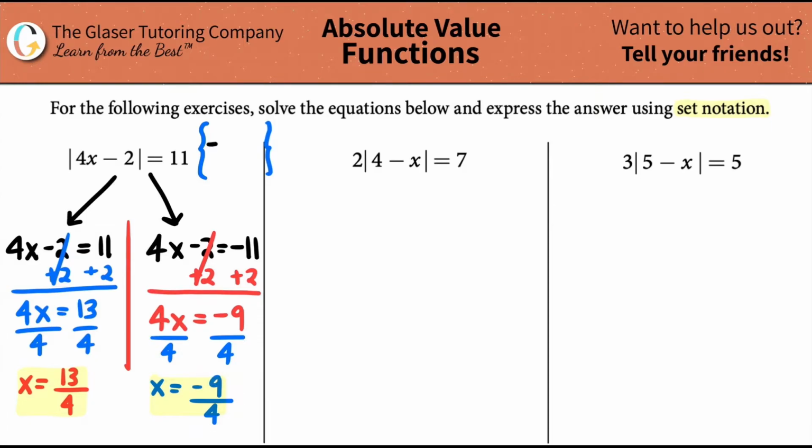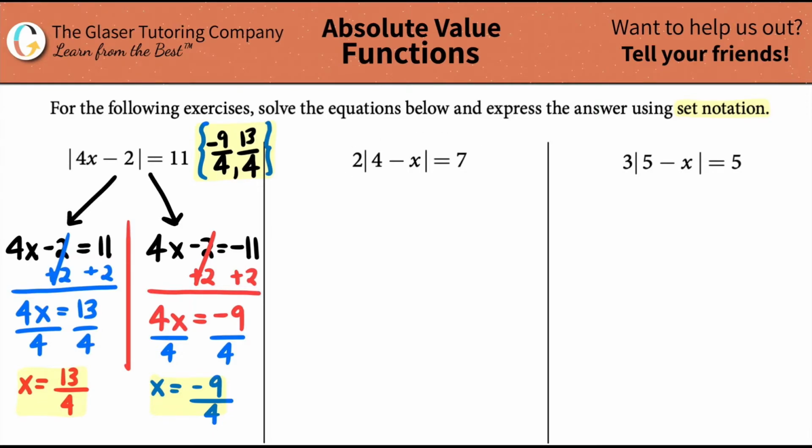So I would say negative 9 over 4. And now I just want to say that I have this answer as well. So, comma, 13 over 4. And that was an ugly 4. And that's it. There you go. That's set notation. Squiggly lines, and then go in increasing numbers. So that's the answer for the first one, guys. Let's do the second one.